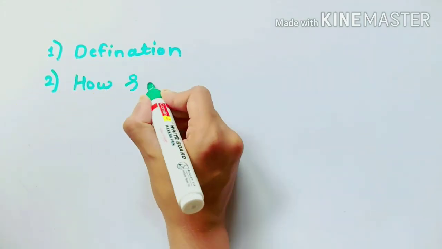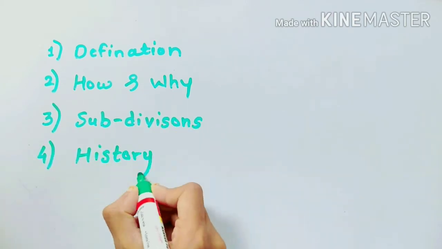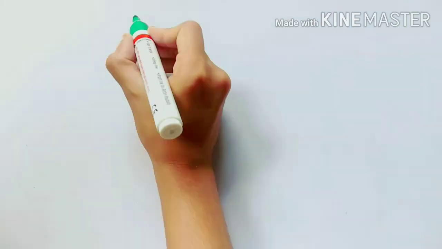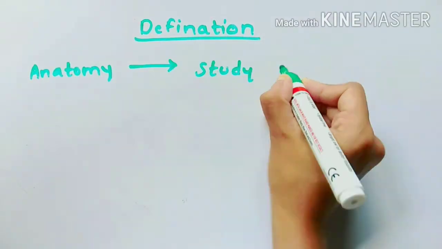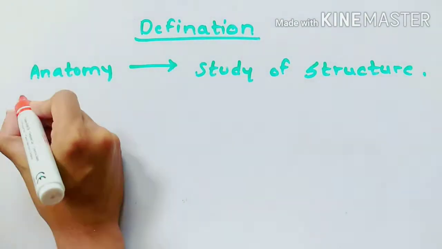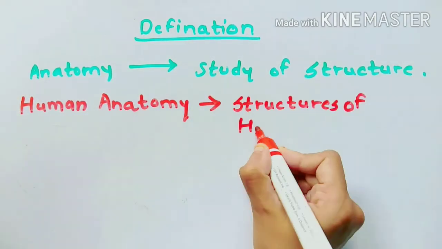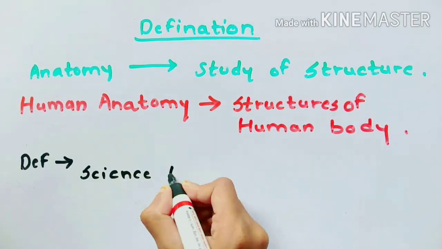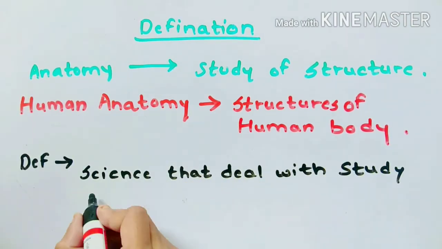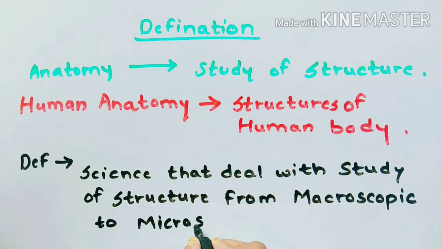In this video we'll discuss the definition and how and why we study anatomy, subdivision as well as the history of anatomy. So first is definition. As you all know, anatomy is the study of structures. So obviously human anatomy is the study of structures of human body. Putting it in a proper definition, anatomy is the science which deals with the structures of body from macroscopic to the microscopic level.